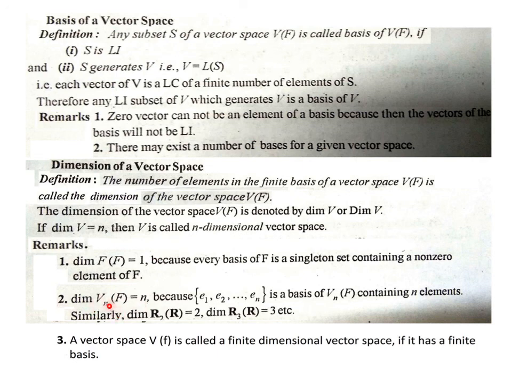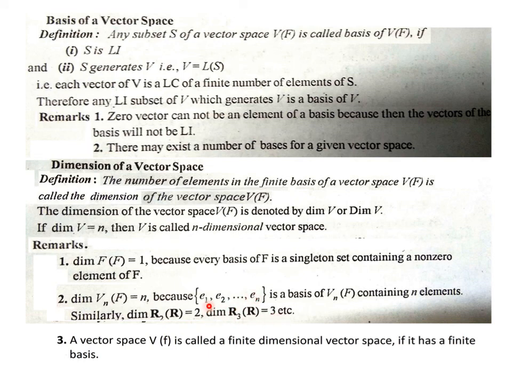Vn means the elements of vectors are n-tuples. e1, e2 up to en is the standard basis of Vn(F), containing n elements. Similarly, dimension of R2(R): in place of Vn, if we have R2, where doublets are the elements, then its dimension is 2. e1 and e2 will be in the basis, so dimension will be 2. R3(R)'s dimension is 3 because e1, e2, e3 will be in the basis.